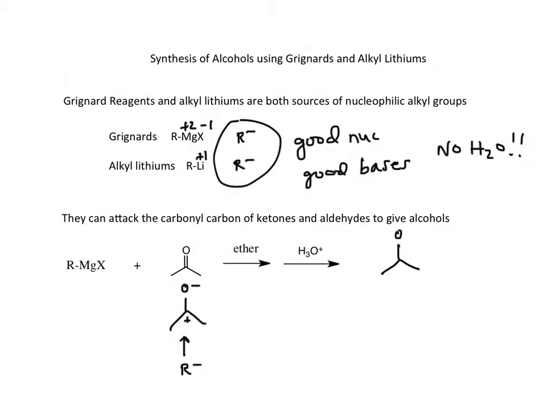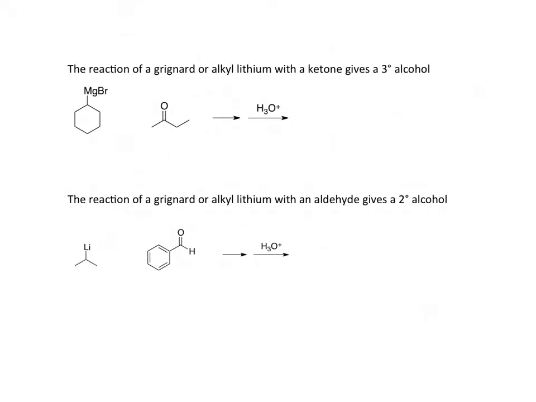So the product from this generic reaction after I acidify would be the Grignard attached to the carbonyl carbon, and then the oxygen becomes an OH, and I've made an alcohol. The reaction of a Grignard or an alkyllithium with a ketone right here gives us a tertiary alcohol. You can see that by just looking at the mechanism.